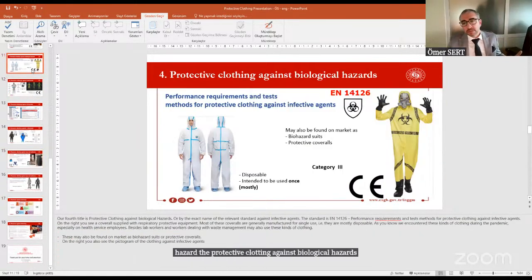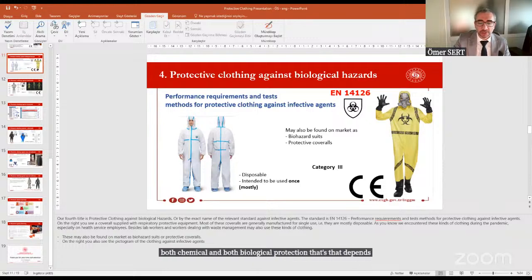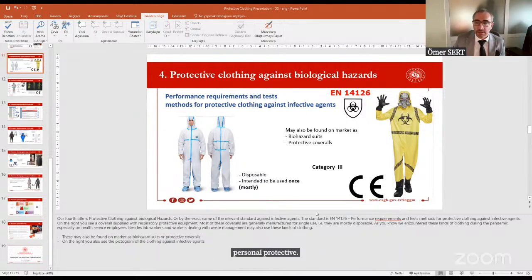Some clothing may include both chemical and biological protection. The choice depends on the employer and the employee and the cost of the personal protective equipment. Yes, is the answer sufficient?